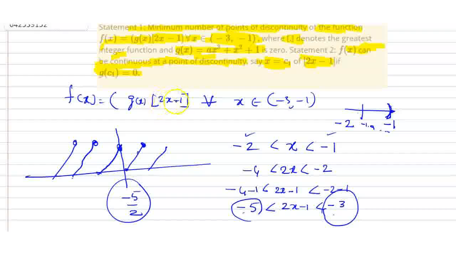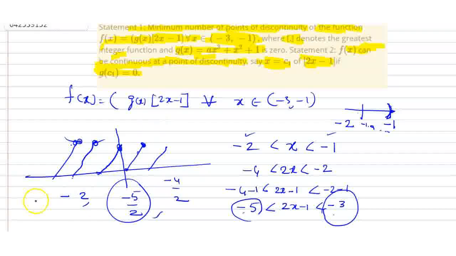2 will get cancelled, minus 5, minus 1, minus 6 will come. So which is the greatest integer function? And this value, fx value is discontinuous there. Similarly, if you take it minus 4, at minus 4 by 2, that is minus 2. You go with minus 2, 2 into minus 2, minus 4, minus 1, minus 5. This is discontinuous. That means at minus 2 also it is discontinuous.